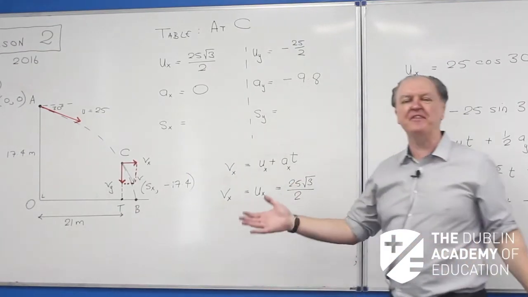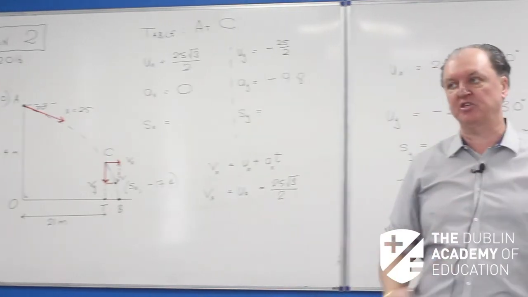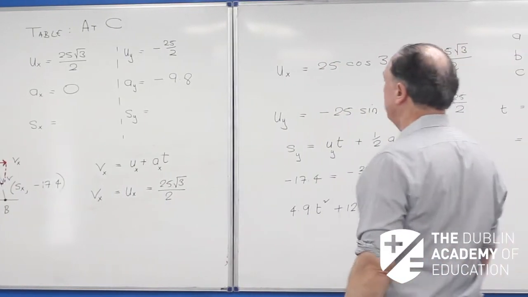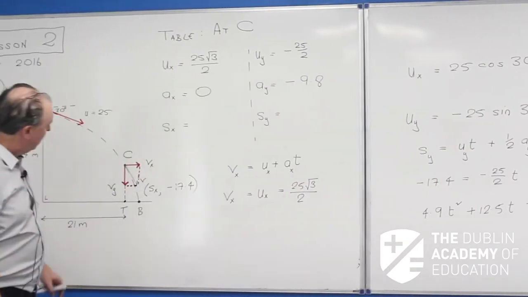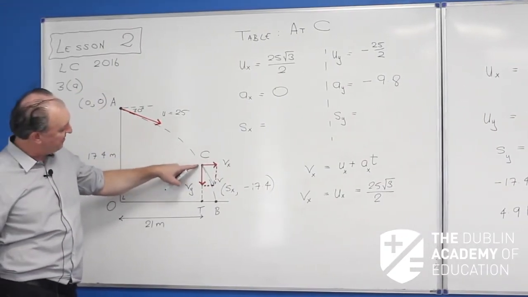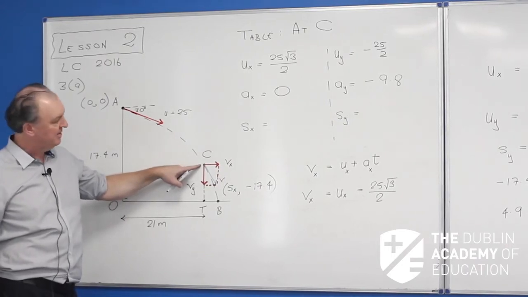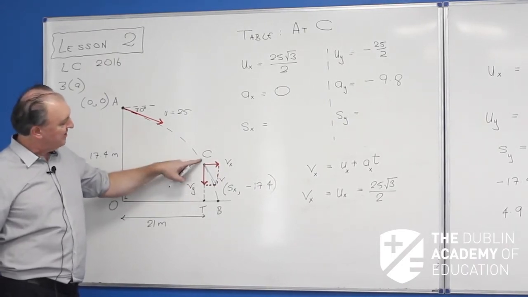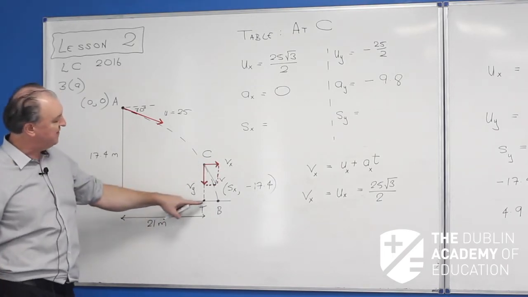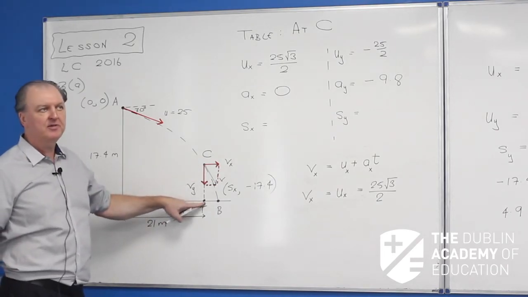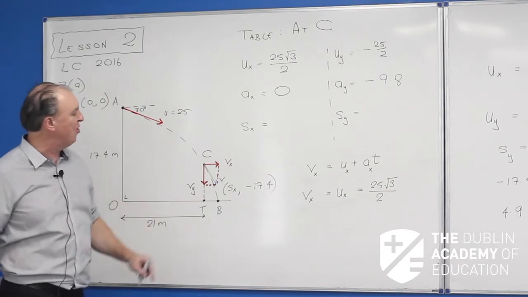So you already have the Vx, don't you? Because that never changes. So what then? What about the other one? Well, I need to find Vy at that point there. Well, what are the coordinates of C? The coordinates of C are, how far did I go out? Well, I went out 21, didn't I?